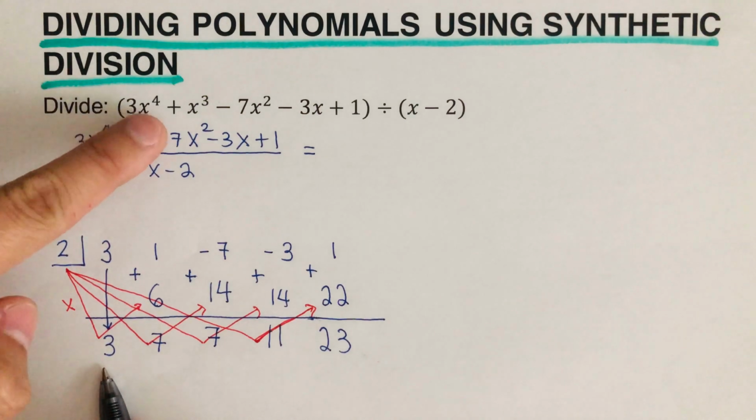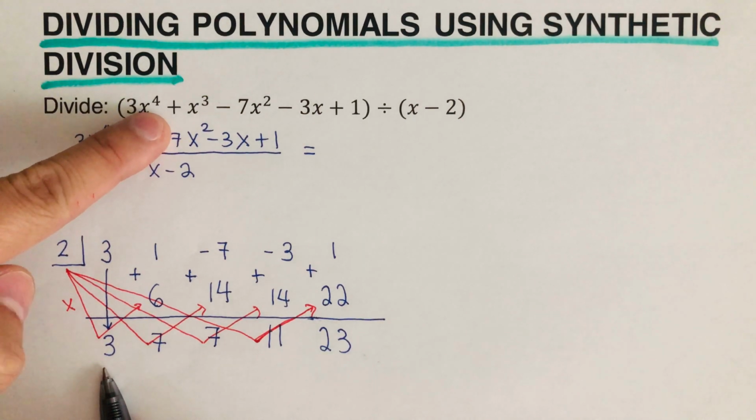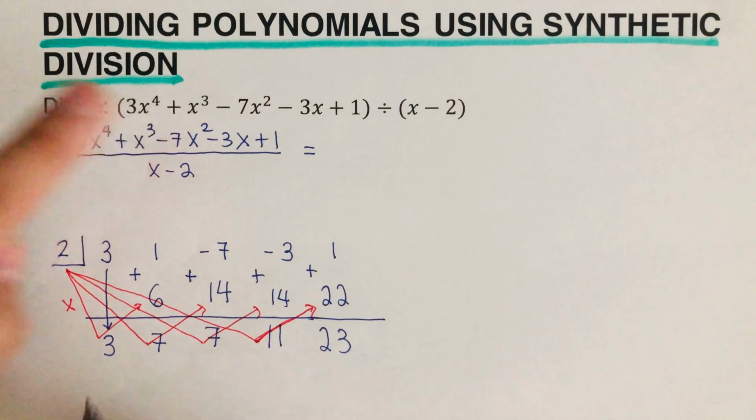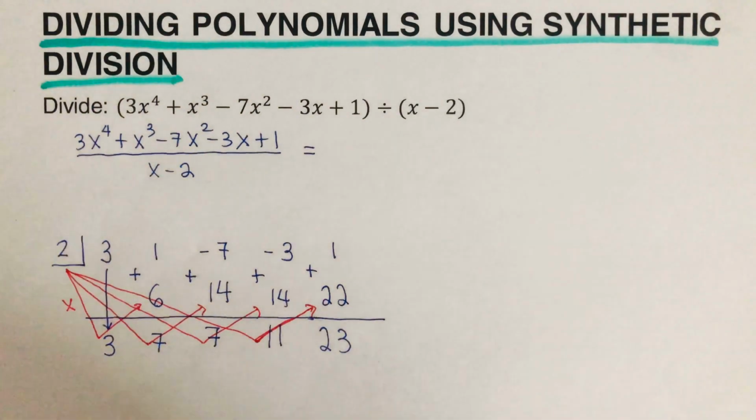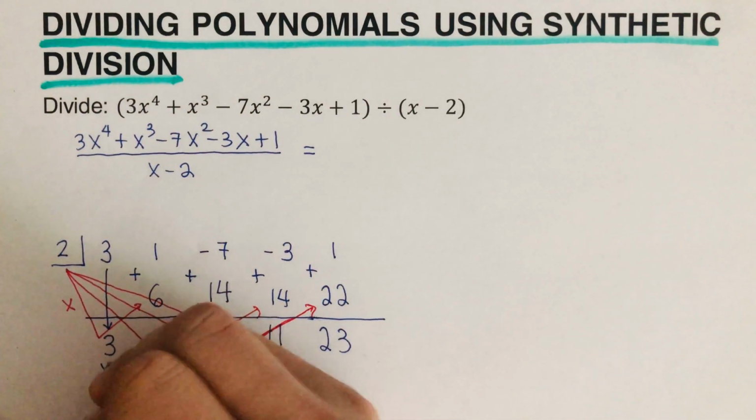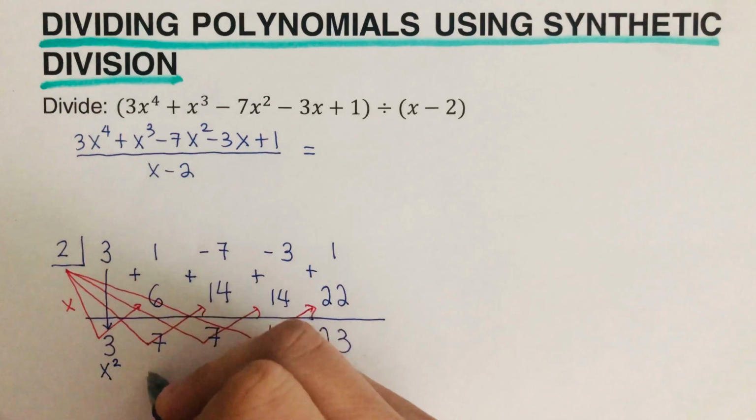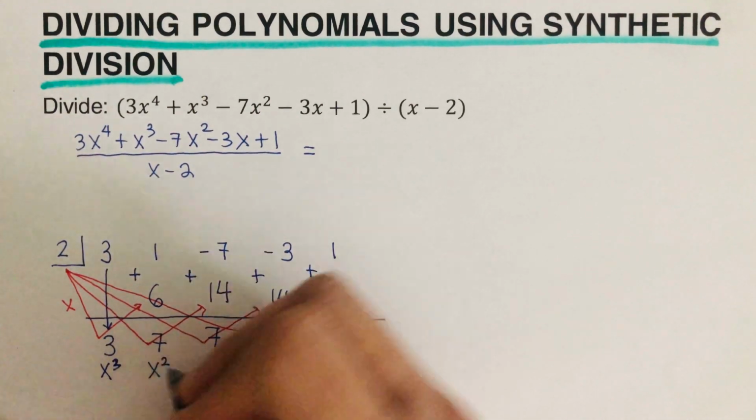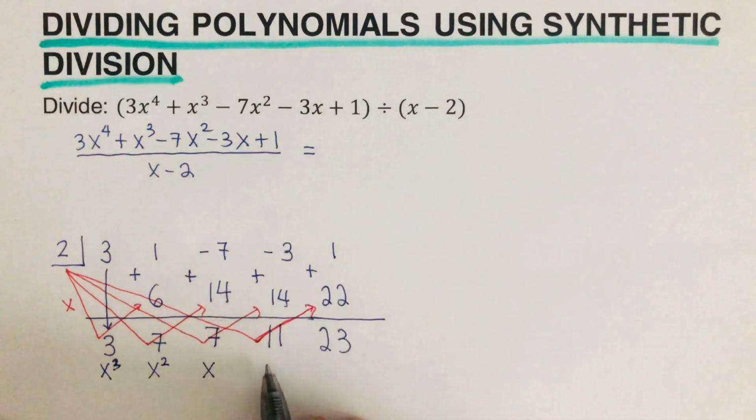Now, since this is to the fourth power, we remember that we are going to subtract 1 from the exponent. So if that is to the fourth power, then we start with the third power. So this means this is x to the third. Then we just have to go down: x squared, this is x, and then this is the constant.